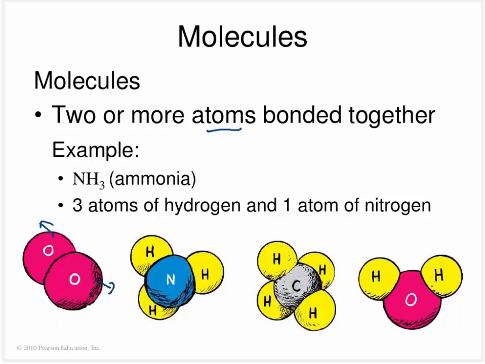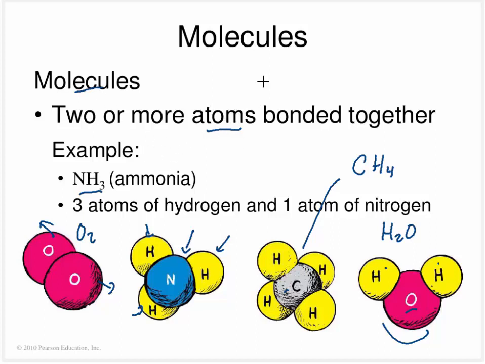So for example, you could have ammonia, NH3. That's going to be 1 nitrogen atom with 3 hydrogen atoms bonded to it. You could have methane, which is CH4, 1 carbon, 4 hydrogens. You can have water, H2O, which is 2 hydrogens and 1 oxygen. Looks a lot like Mickey Mouse. Or you could have something like O2, which is a molecule, and it's going to look and taste and smell very different than just a single oxygen atom.